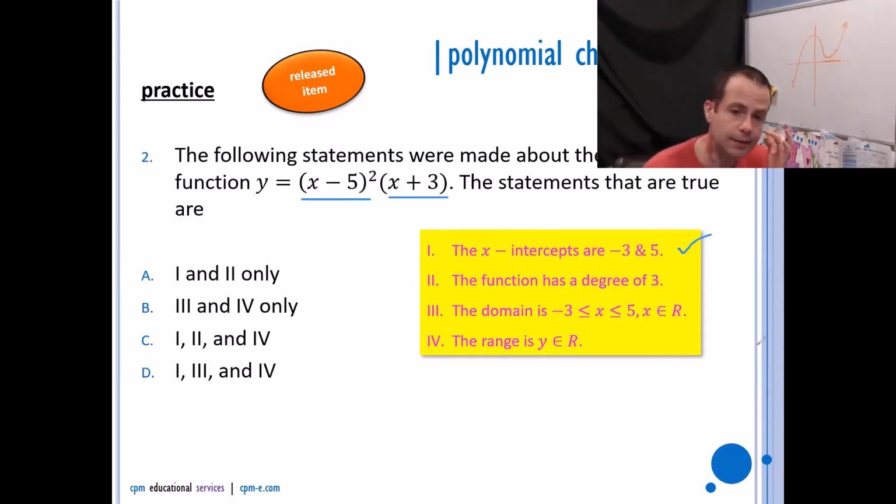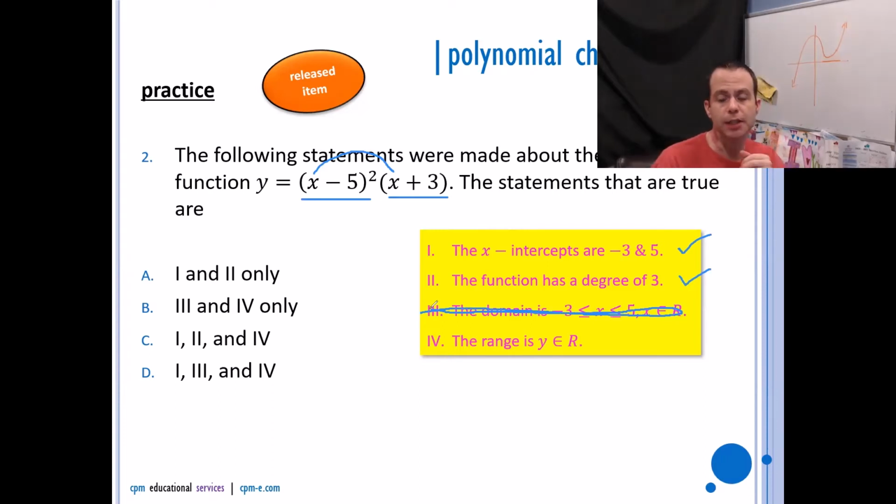The function has a degree of 3. Remember, the degree is figured out by the highest exponent you see, assuming you've multiplied everything together. If I multiplied this out, I'd get an x squared times an x, which would give me an x cubed, so yes, the function does have a degree of 3. The domain is negative 3 less than or equal to x less than or equal to 5. That is not true. The domain of all polynomial functions is x is a member of the reals.